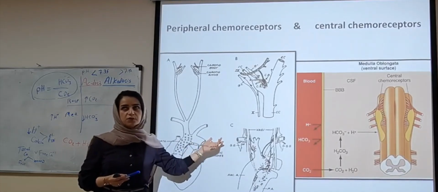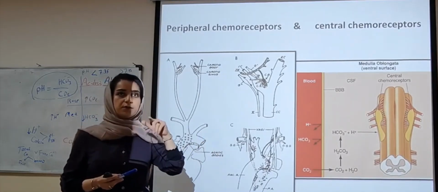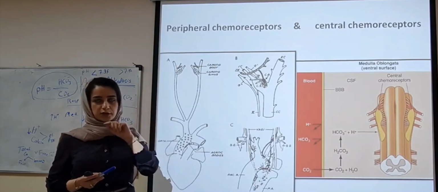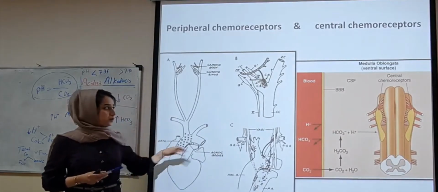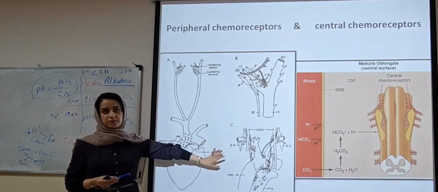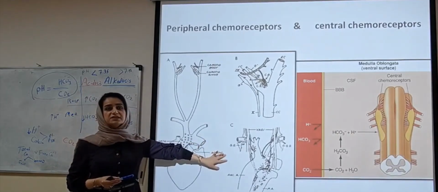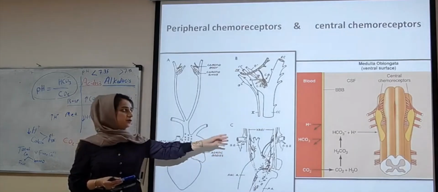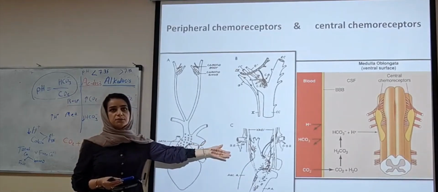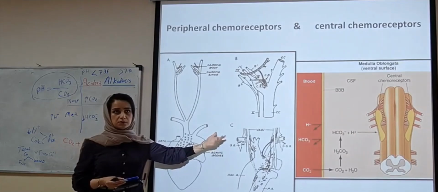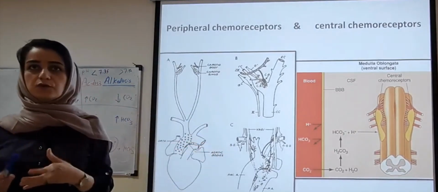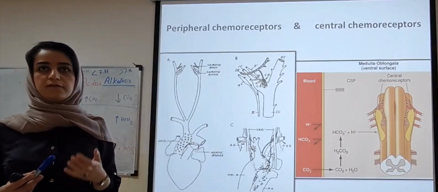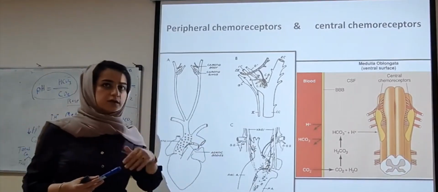Hypoxia. When there is a great change in the O2, in the PO2, then the peripheral chemoreceptor becomes stimulated, at a level less than about 8 kilopascal, in hypoxia. Because at this level the saturation of hemoglobin by O2 will be affected, unlike in the normal range.